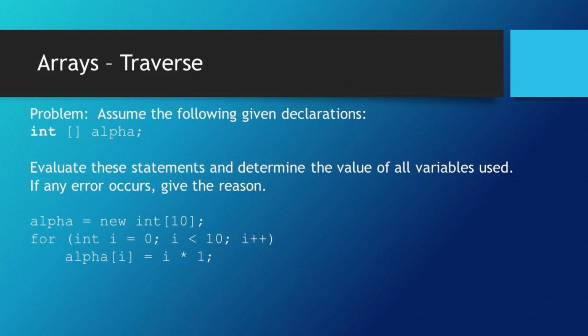We are given this problem. Assume the following given declarations: integer, bracket, bracket, alpha. Then we are asked to evaluate these statements and determine the value of all variables used. If any error occurs, we are to give the reason. Then we have the statements we want to evaluate.